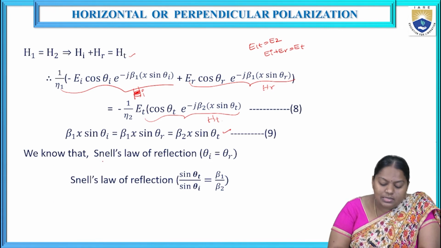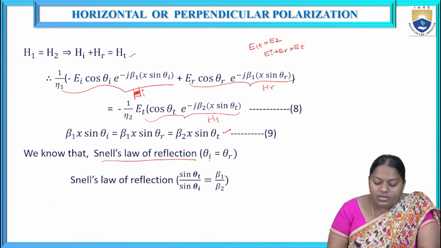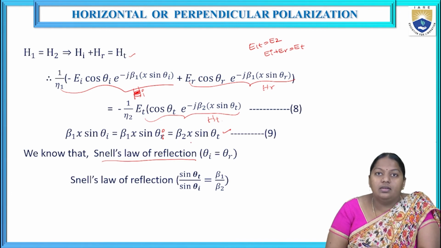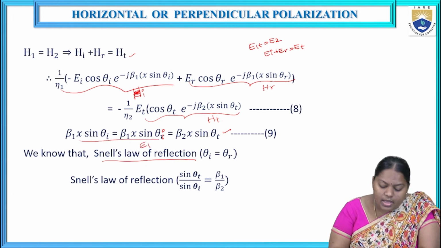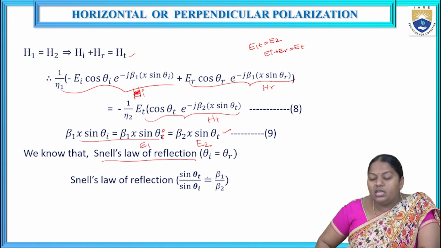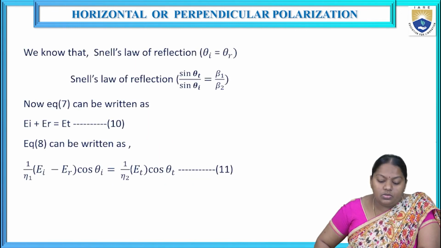Or we know Snell's law of reflection means the angle of incidence and the angle of reflection are the same. According to that, if you substitute theta_i for theta_r, these two are replaced by beta_1 x sin theta_i equal to beta_2 x sin theta_t. These two are from E_1 and this is from E_2. Now, according to Snell's law, sin theta_t by sin theta_i equals beta_1 by beta_2. Right? So use those two relations to simplify the equation for the transmission and reflection coefficients.